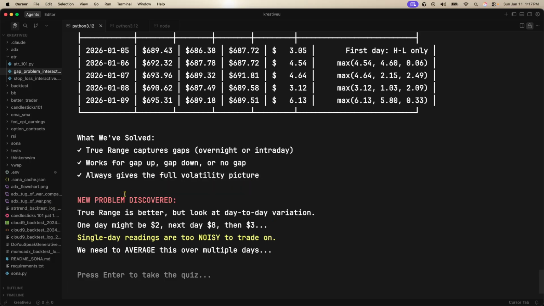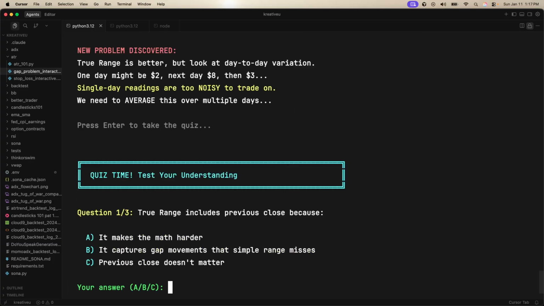So the new problem we discovered is that true range is better, but looking at the day-to-day variation, one day might be $2, but the next day might be $8, then $3. So these single-day readings are too noisy to trade on. We need to average this over multiple days.